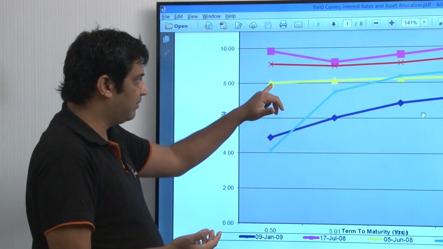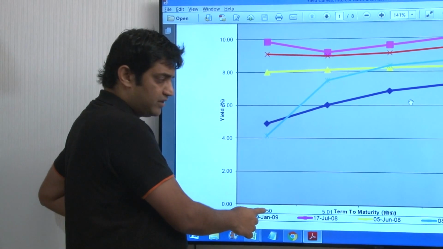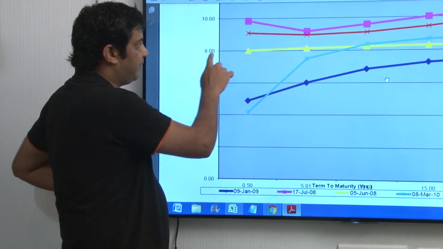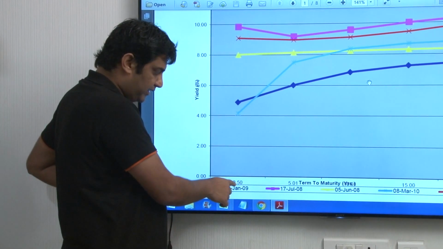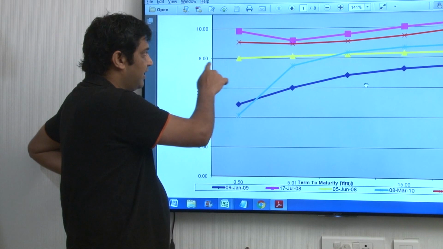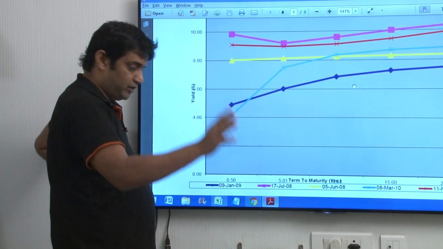So how do we read this? For half a year, if we were to invest in June 2008, then you were ready for 8% annual yield. This is not for half a year; this is all expressed in annual terms. This is 0.5 years, so this is 8% annual. It doesn't translate into 16% annual. No, it's not like that.